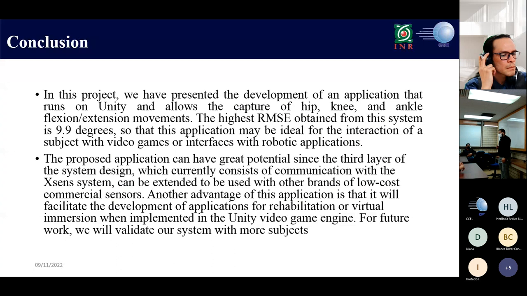So what we have found is that Unity has a great set of tools that allow us to handle 3D data, and it's a really good tool to develop these systems. In the future, we want to integrate cheaper sensors. We don't need really expensive sensors. We can use some cheap sensors. And also we think that this algorithm, even though it is really simple, can be used for rehabilitation game therapies and things like that in the future.